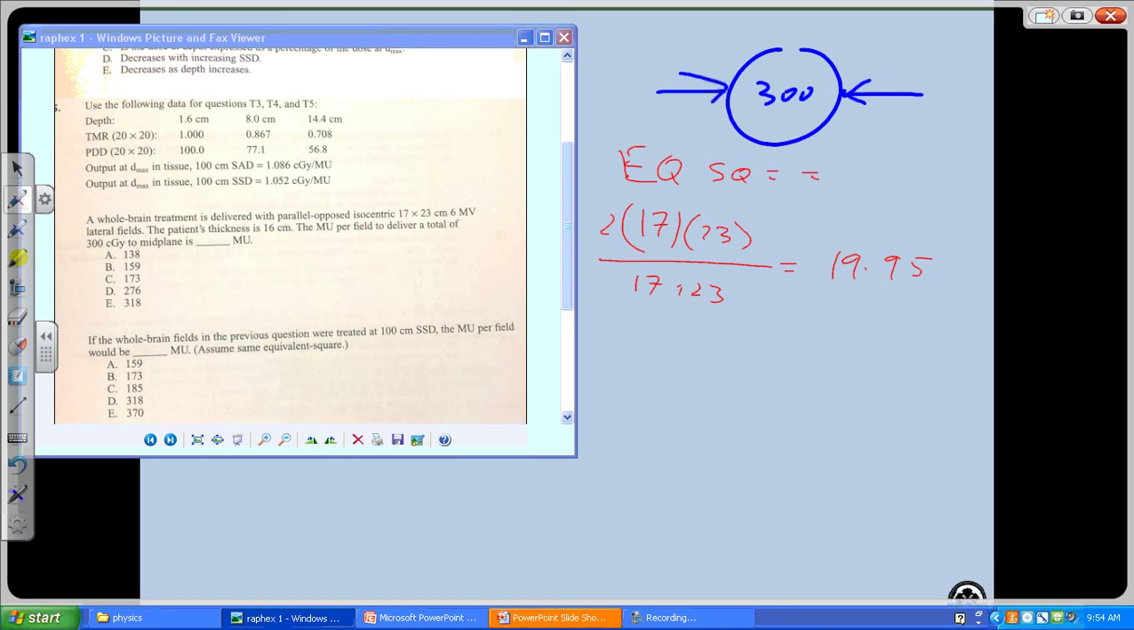So we've got a 20 by 20 field, good. That corresponds to this. Can we jump right to MU? If you're not sure what you need, you could write the MU equation and then write out all the parameters underneath it and work those out. It's usually 1 centigray per MU, but now they're telling us it is 1.086 at SAD. So 1.086 times what? TMR times what?